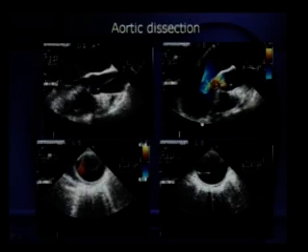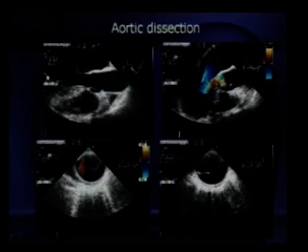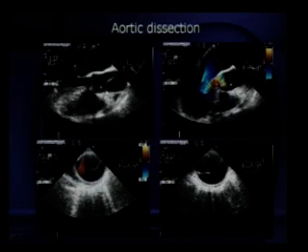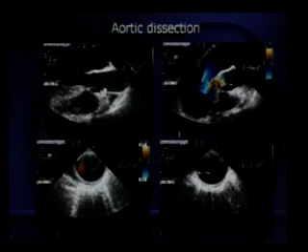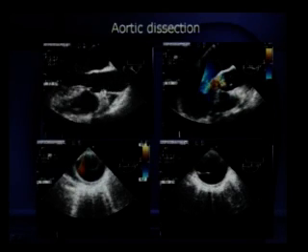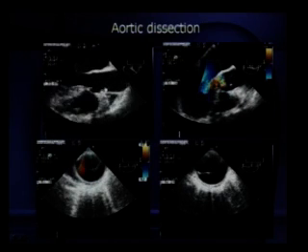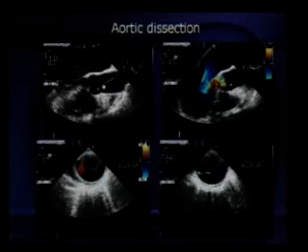Another common but very ominous condition is a dissection of aorta. And if you look at this, this is a transesophageal. If you look at the aortic valve here, you can actually see the point of entry. You can see how the dissection has taken away the intima and the media, and you can see the point of entry, and the flap is very clearly seen here.